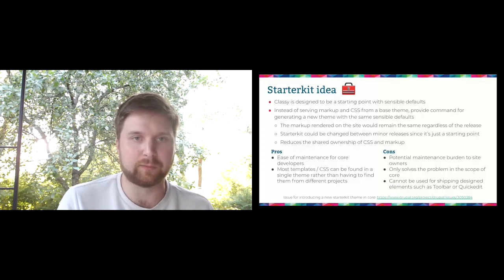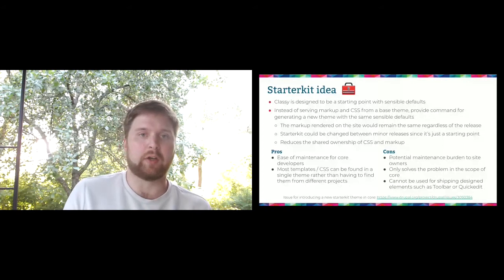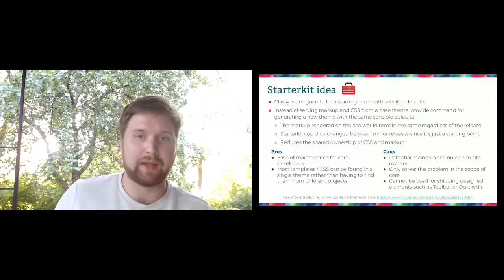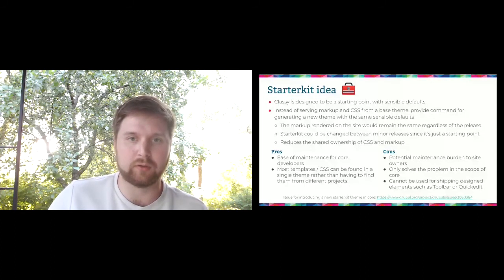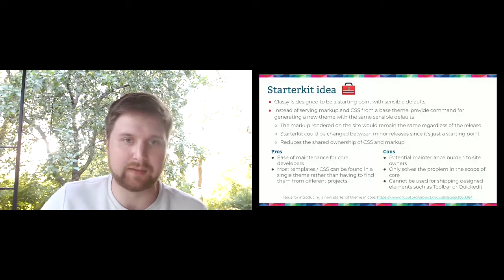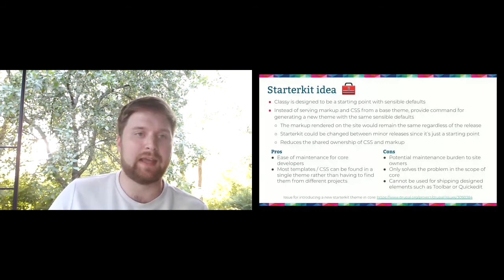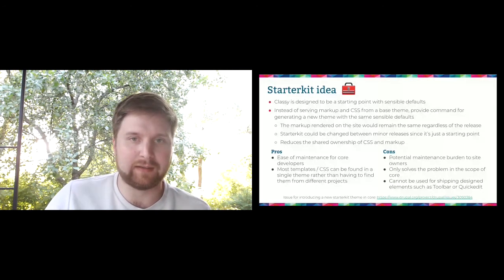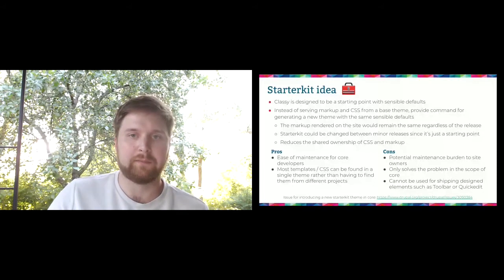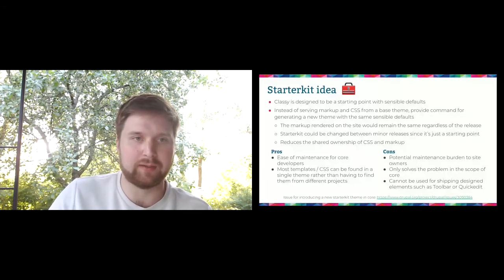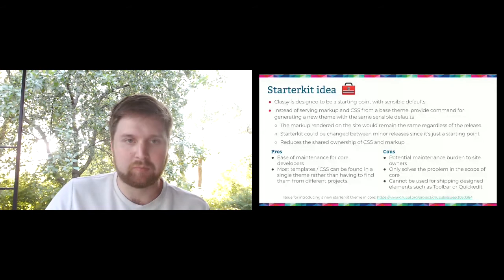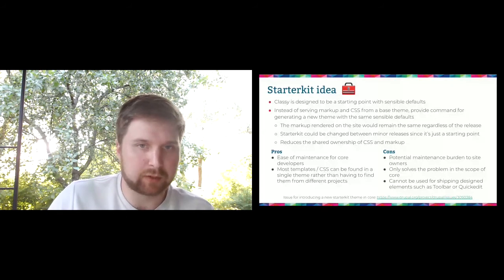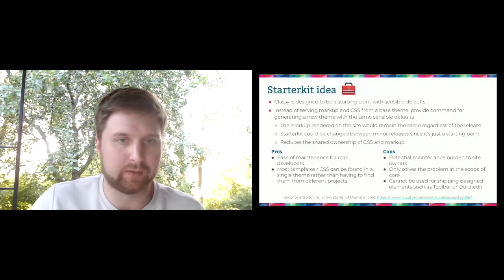And instead of serving this from a base theme, with the starter kit idea, we would provide a command that front-end developers could use to generate a theme with these templates and CSS. As a result, the markup rendered on the site would be the same as it was before when they used Classy. And the good thing is that even if we change the defaults, it would remain the same between releases because they already have ownership of the whole markup. With this change, we would be able to make markup changes much more easily because we wouldn't have to worry about consequences on production sites.